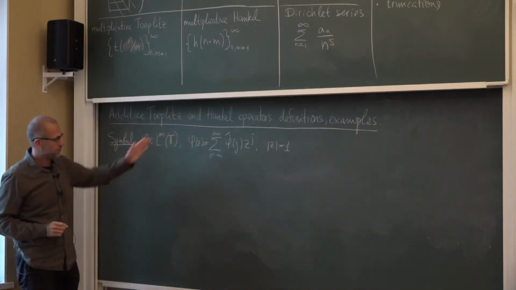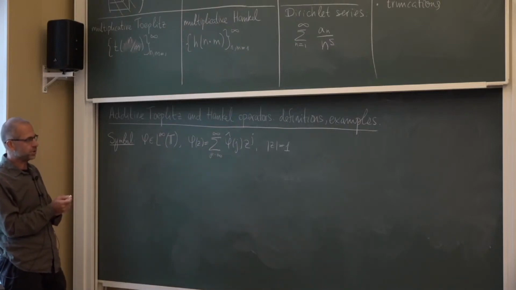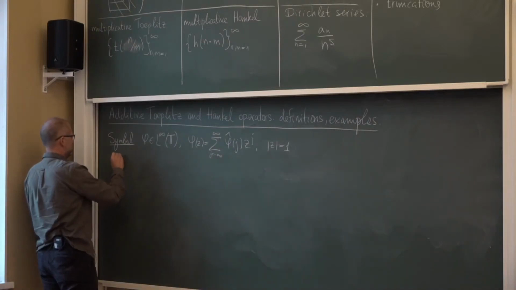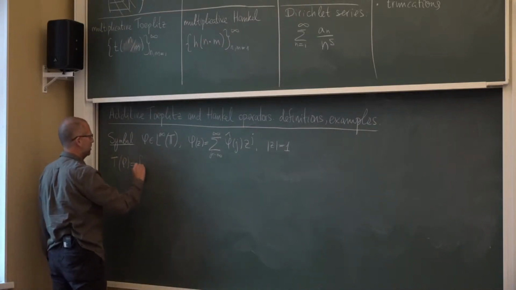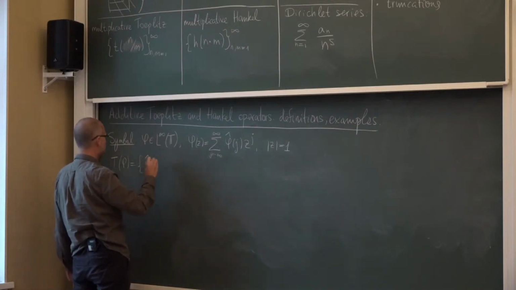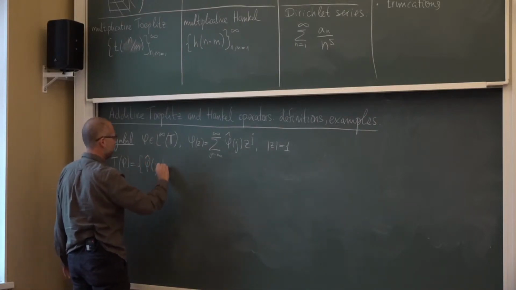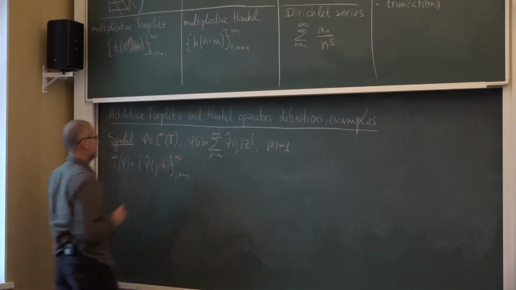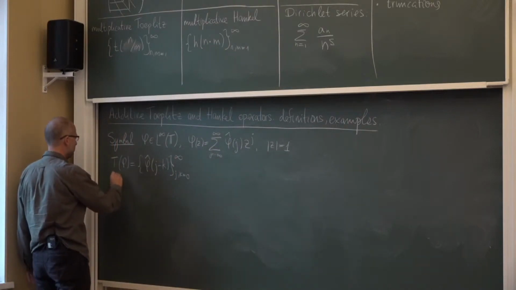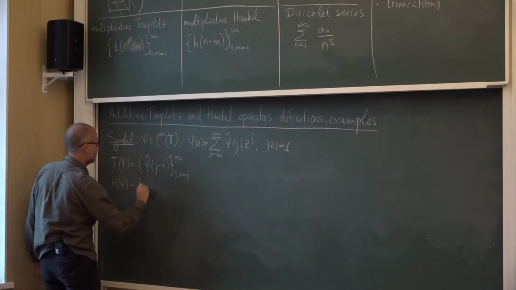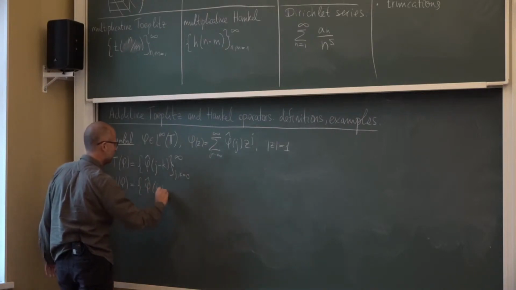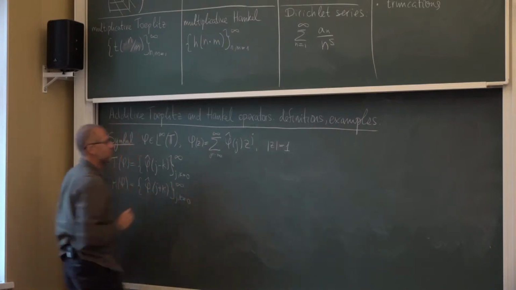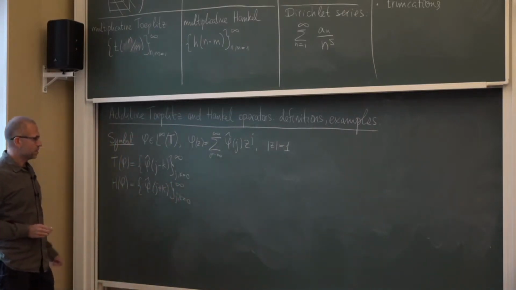So corresponding to this function, we associate two infinite matrices, a Toeplitz matrix and a Hankel matrix. T of phi will be phi hat of j minus k, j, k from 0 to infinity, and Hankel of phi will be phi hat of j plus k, j, k between 0 and infinity.